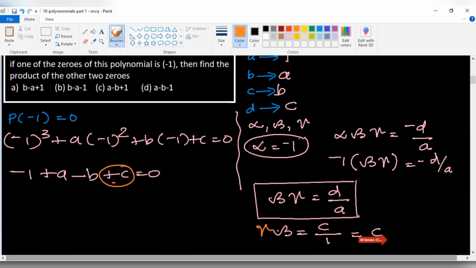So here C will become 1 minus A plus B. We have to take this minus 1 to the other side, it will become positive 1. A to the other side minus A, minus B to the other side positive B. So 1 minus A plus B. So the correct option is option A.